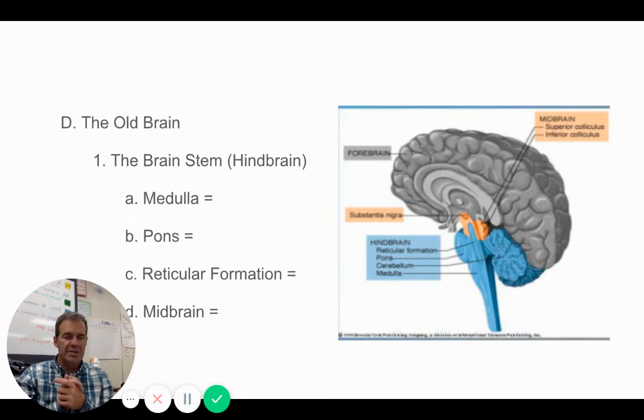also alertness, and temperature regulation. Okay, so you will see, once in a while, some overlap because multiple brain structures work together on some of these things.